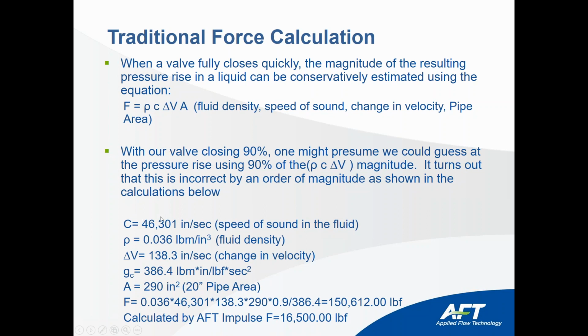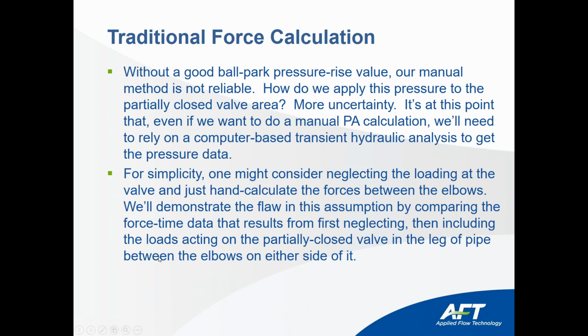So now we see that using this method of calculation and multiplying it by 0.9, we would have a resultant force of 150,000 pounds. If we calculate using the proper equation, considering the friction losses and the momentum, the resultant force would be 16,000, which is much, much smaller than calculated by the hand calculations. So what are we left with? We don't have a ballpark estimation. Our manual method is not reliable anymore.